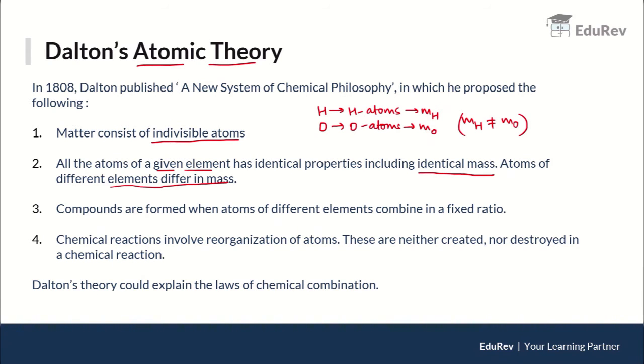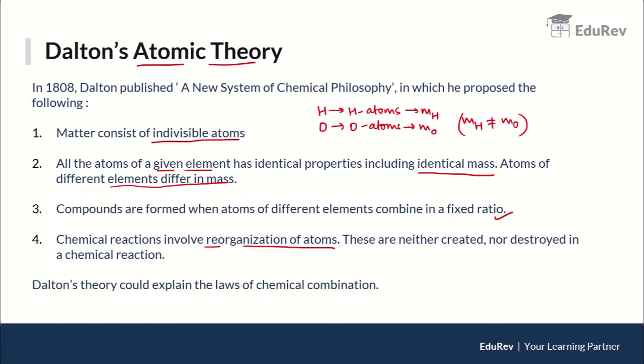Third point says compounds are formed when atoms of different elements combine in a fixed ratio. We have already studied this in our lecture 1, how compounds are formed. Fourth point is chemical reactions involve reorganization of atoms. These are neither created nor destroyed in a chemical reaction.